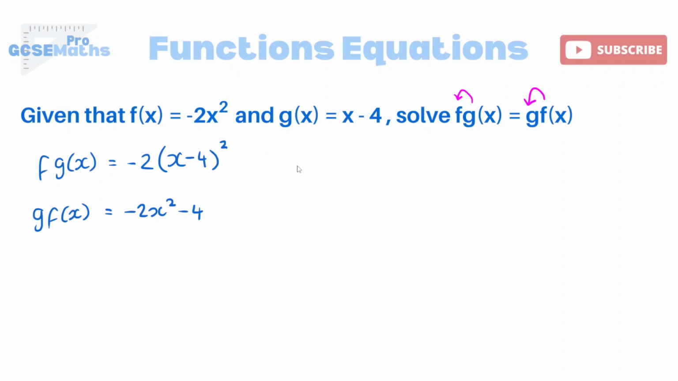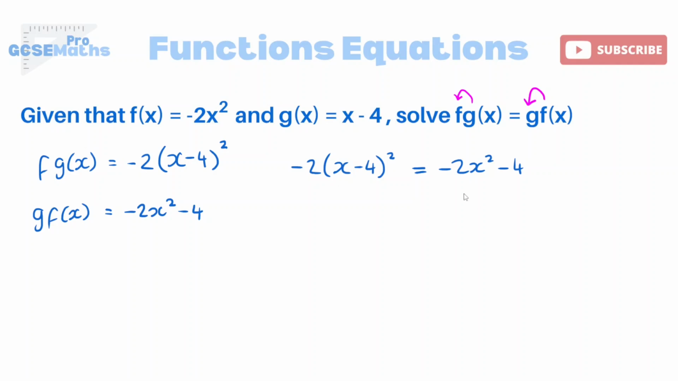I know that these are equal to each other. So I've got minus 2 times (x minus 4) squared is equal to minus 2x squared minus 4. Okay, that's all the functions done. Now I'm just dealing with equations, aren't I? So let's see how we can rearrange this.